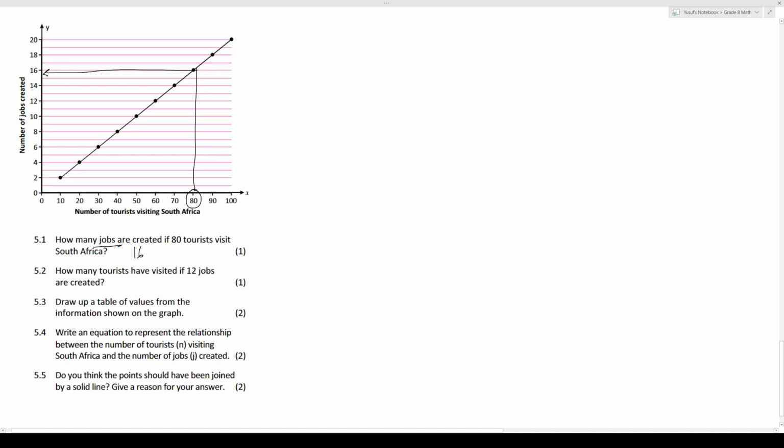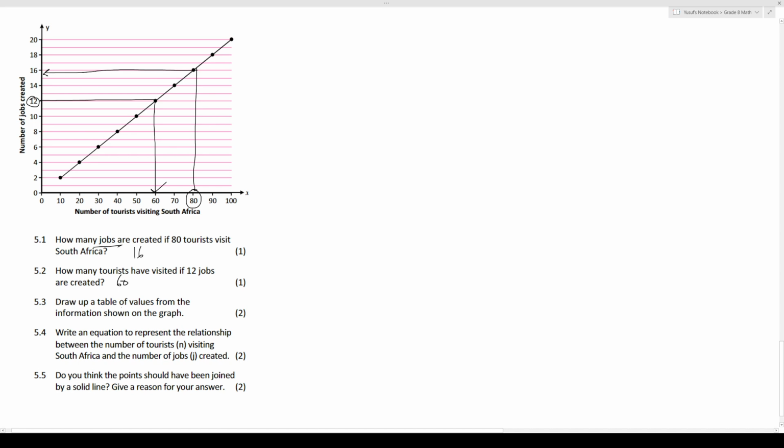Next question asks, how many tourists have visited if 12 jobs are created? So in this problem, they've given us the number of jobs. So the number of jobs is 12. So we have to go to the right. When it touches the graph, we bring it down. So the number of tourists is 60.